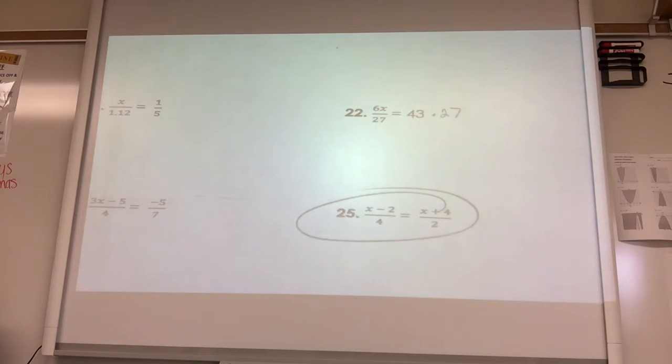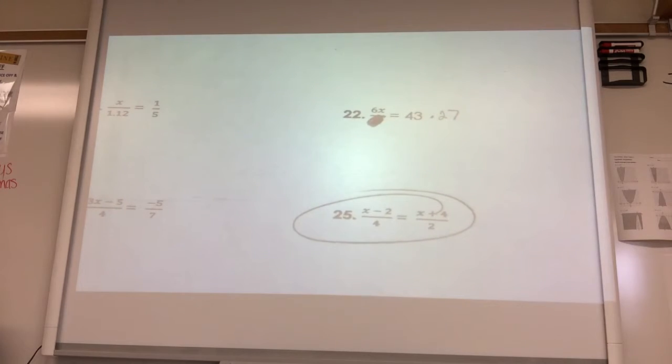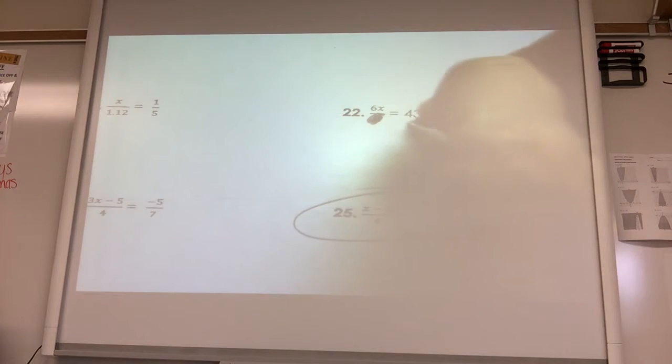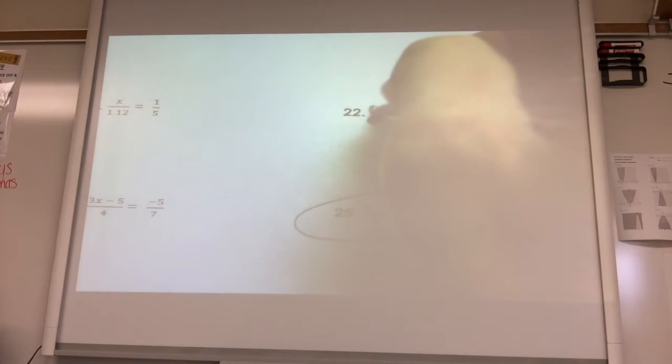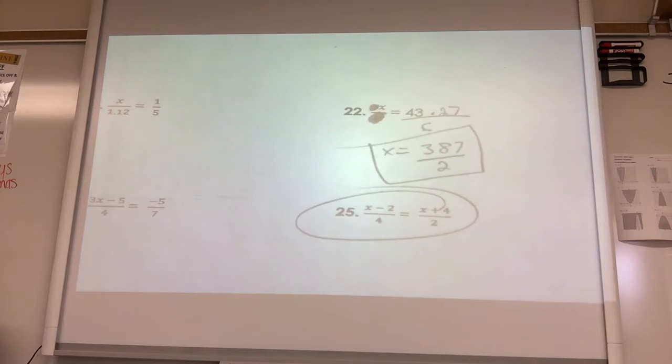Do y'all understand that so far? And by doing that, that gets rid of this part. How do I get rid of times 6? Divide by 6. So divide that whole thing by 6. That gets rid of that part. So x equals whatever 43 times 27 divided by 6 is. So somebody go ahead and tell me that answer real quick. 387 over 2? That's the answer. Okay? So that one's a lot easier.